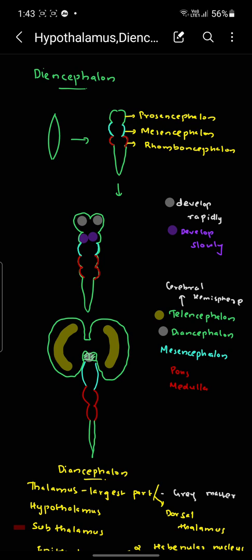Whereas the rhombencephalon will also develop two more swellings, that is myelencephalon and metencephalon. This region is something which develops rapidly, whereas the diencephalon region develops slowly. You can see this is how it develops. The telencephalon will develop as cerebral hemisphere, whereas the diencephalon is deeply buried. The rhombencephalon, the two bulgings developed, will develop into pons and medulla, whereas the mesencephalon will develop into midbrain.